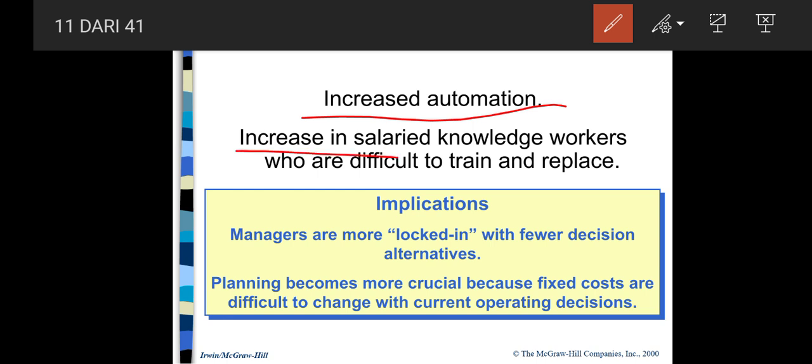And it will increase salary. Nah, itu juga akan meningkatkan gaji orang-orang yang paham teknologi. Knowledge work itu paham teknologi ya. Dimana itu akan sulit untuk diganti ya. Dimana kalau sudah perusahaan cocok dengan orang IT tersebut, maka dia yang paham IT dari perusahaan tersebut, sehingga tidak mungkin akan diganti dengan orang IT lain karena dia yang paham aplikasinya.